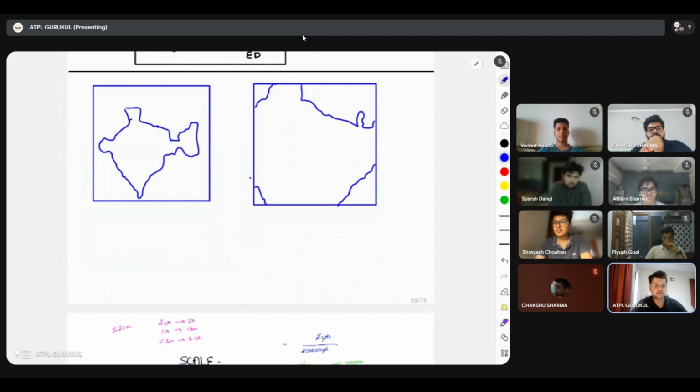Look at these two charts. This is a zoomed out picture of India. This is a zoomed in map of India. In which of these two is the scale bigger? Which chart has a bigger scale?